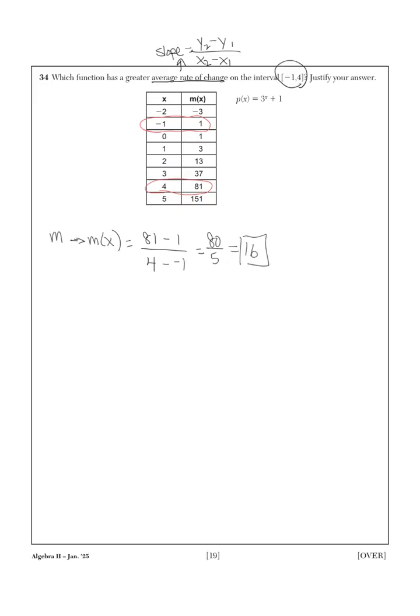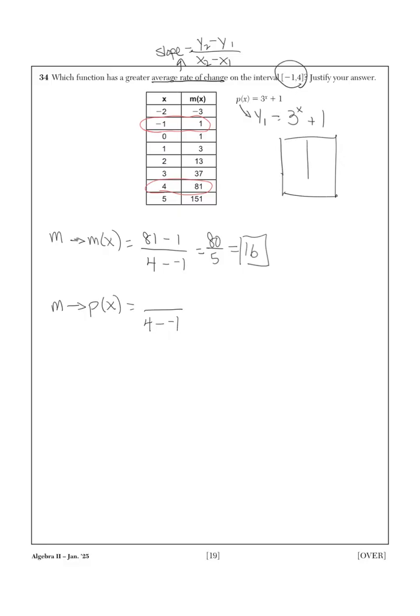Now we want to know which one's greater. So I'm going to do the same thing. I'm going to find the slope now, but for p of x. Now that's a little, I don't want to say trickier, but it's a little trickier. We still know we're going to do 4 minus -1, but we don't have a chart for p of x. But that's okay because we have a calculator. So I'm going to just take this whole equation, 3 to the x plus 1, and put it in my y1, and then you can go to your table of values.